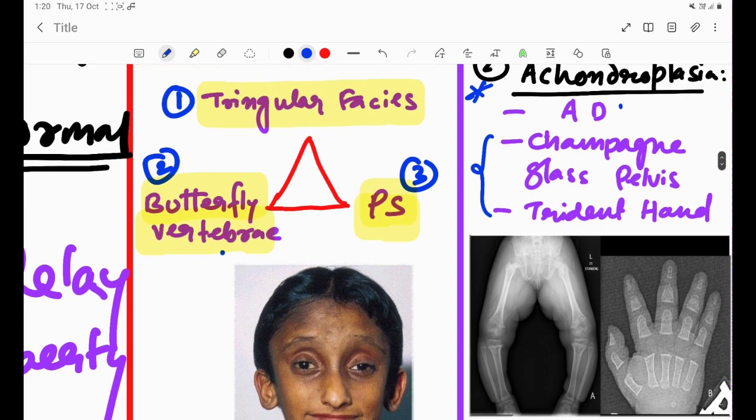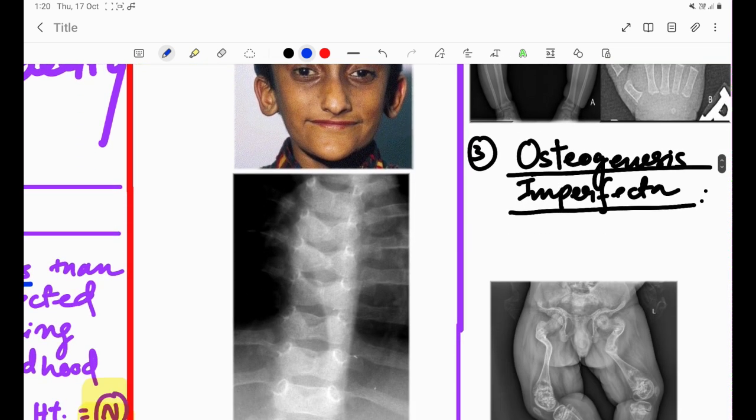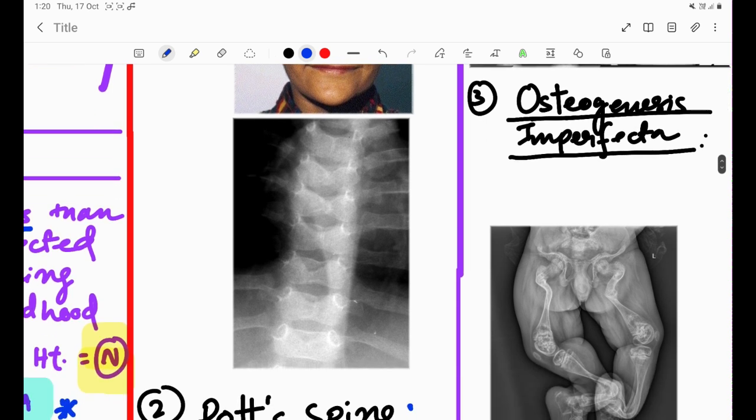So this is achondroplasia. Then osteogenesis imperfecta is also an important cause, where the bones become very fragile. It is also an autosomal dominant condition, everyone knows.